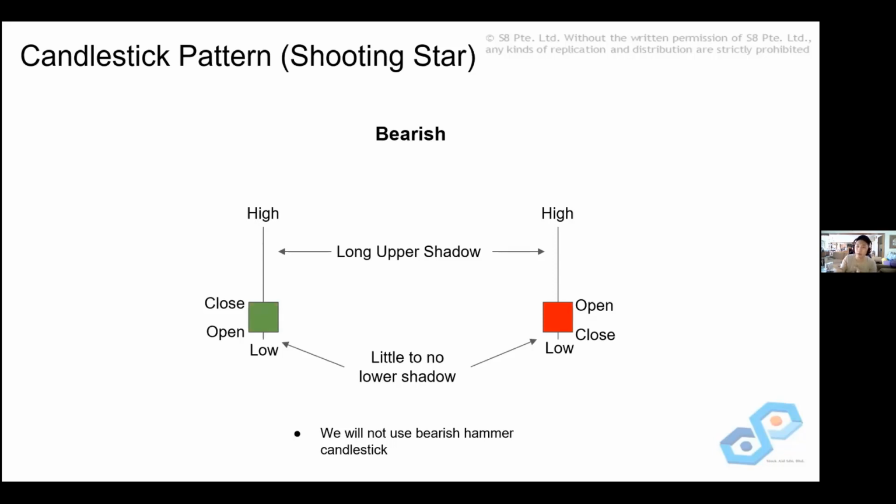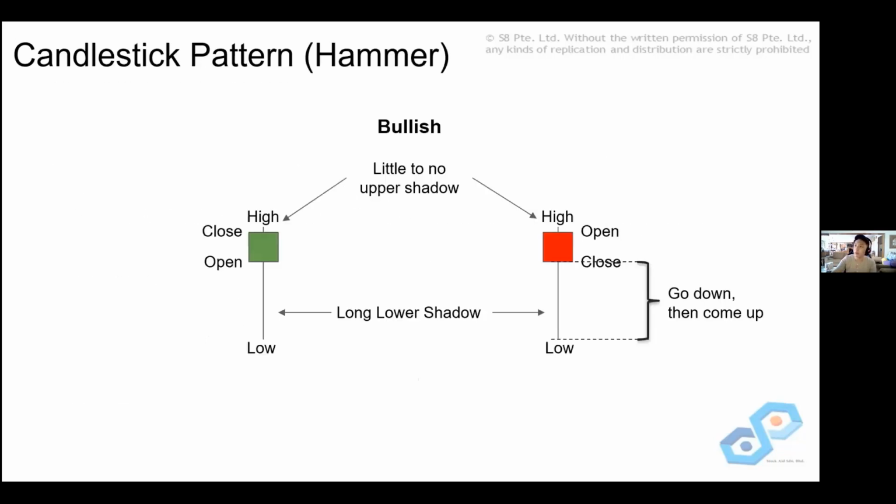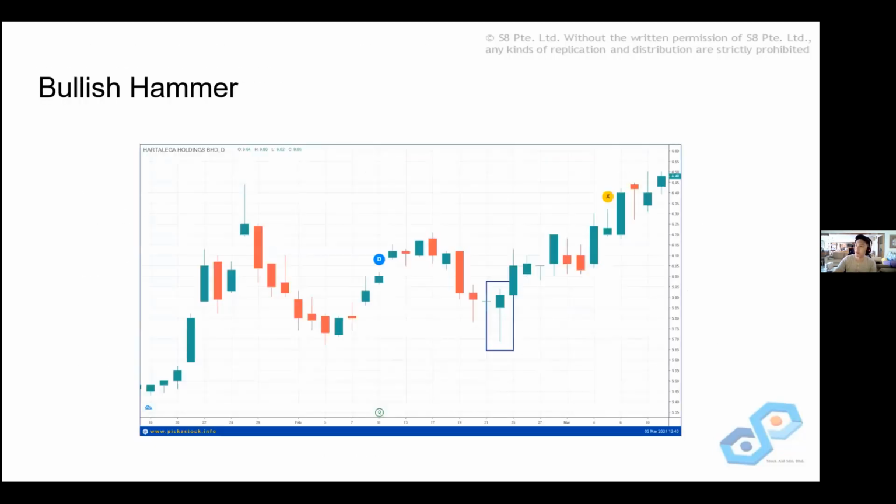So I'm only looking for exclusively bearish hammers like that at the resistance area. I'm only looking for bullish hammers like this at the support. And we found, very luckily, a chart that has both.